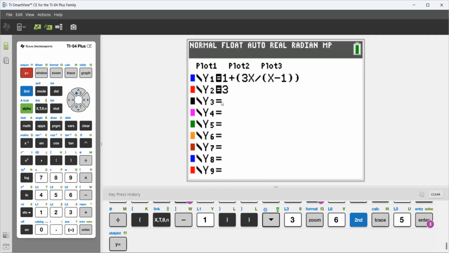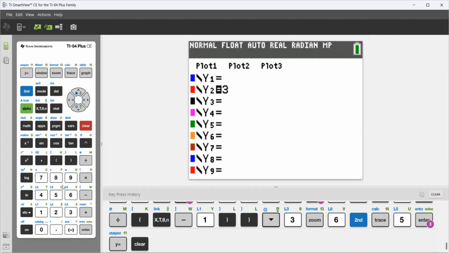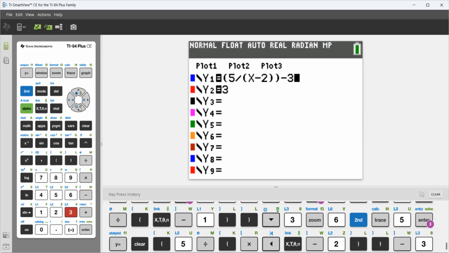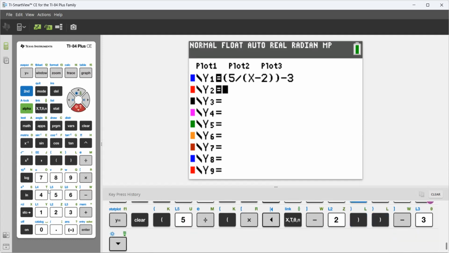So my equation was, going to erase everything here. So I had 5 divided by x minus 2, and I close this, and then I'm going to do minus 3, and then my y2 is going to be 1.